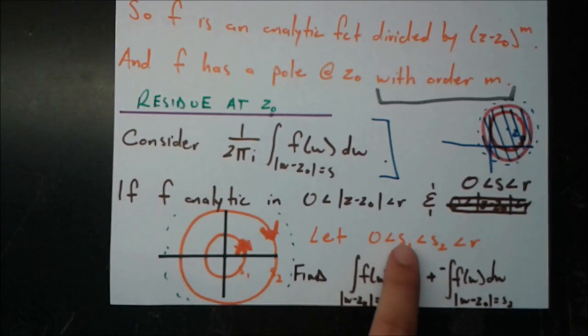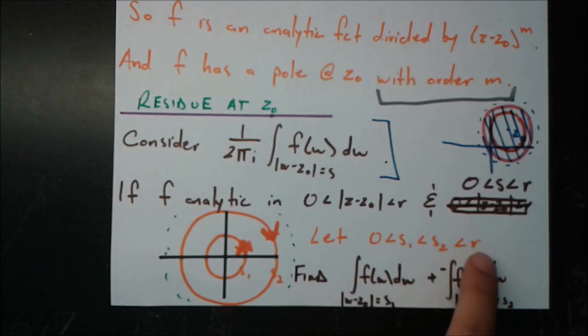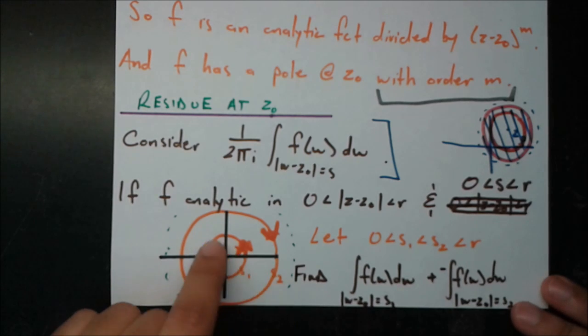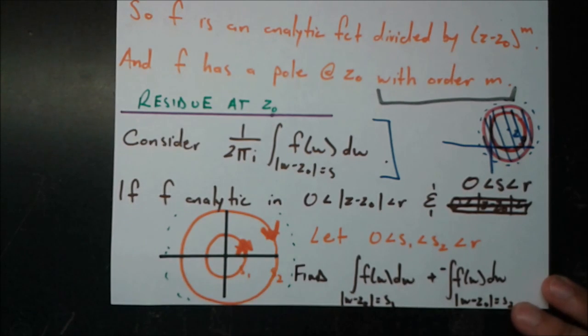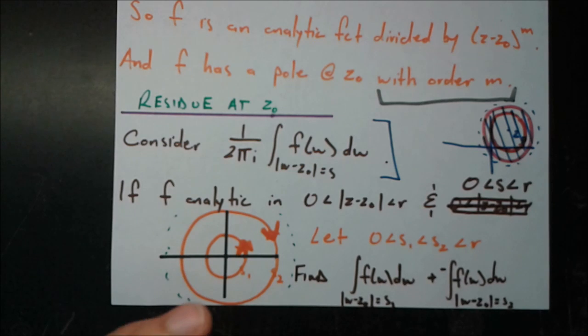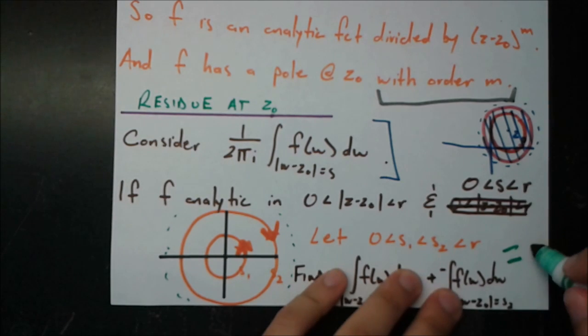So now we let s1 be less than s2, but they're both less than r, and they're both greater than 0. Now we want to find the integral of f on the smaller circle, and we want to add it to the negative of the integral on the bigger circle. So what we're basically doing is taking the smaller circle with the positive orientation, and the bigger circle with the negative orientation. We're adding them together. And what we want to find is that they're equal to 0. So what we want is equal to 0.